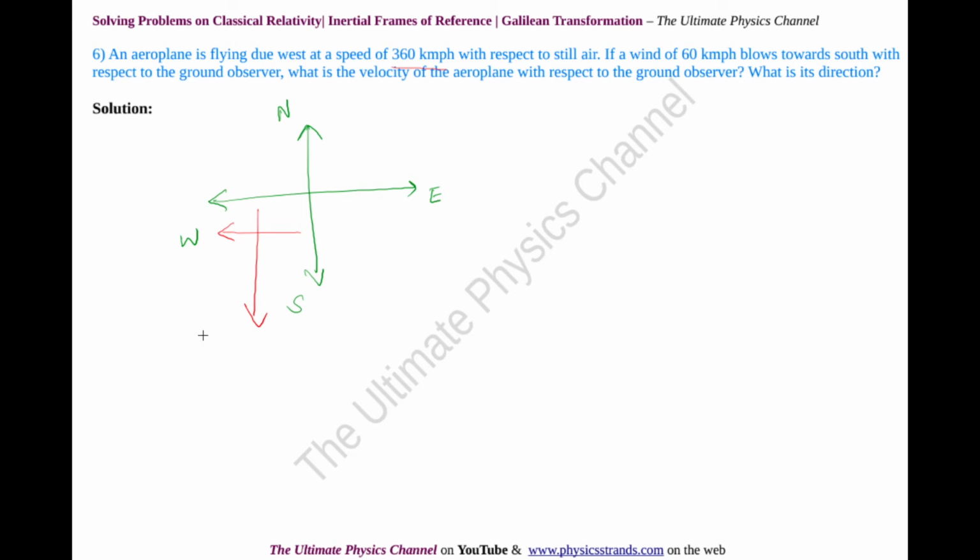And if the wind velocity is about 60 kilometers per hour towards south with respect to the ground observer on Earth, what is the velocity of the airplane with respect to the ground observer? What is its direction? Airplane's direction.